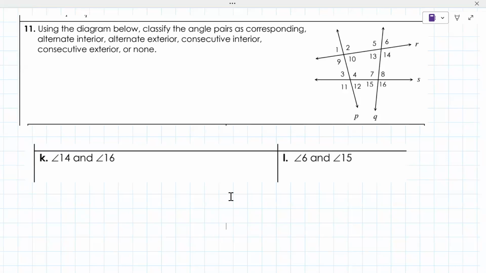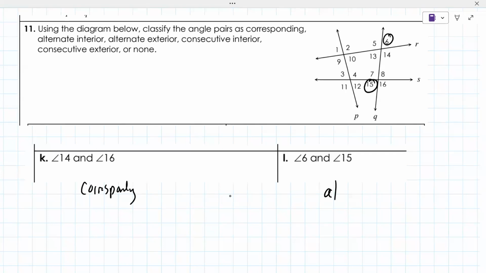Okay, K is corresponding. Agreed. And L is nothing. Disagree with you on that one. 6 and 15 there. Let's use some words. Are they same side or alternate?